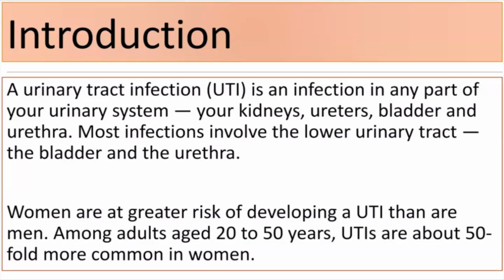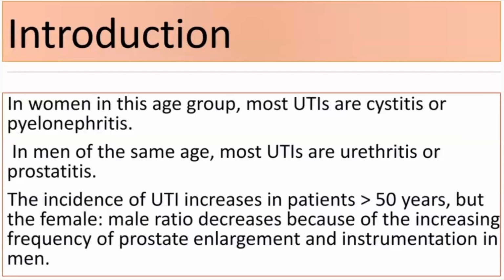Women are at greater risk of developing UTI than men, due to the short urethra in females. I will talk about adults aged 20 to 50 years. UTIs are 50 times more common in women as compared to males. In women of this age group, most UTIs involve the lower urinary tract, and these are cystitis and pyelonephritis. In men, the most common UTIs are urethritis and prostatitis.